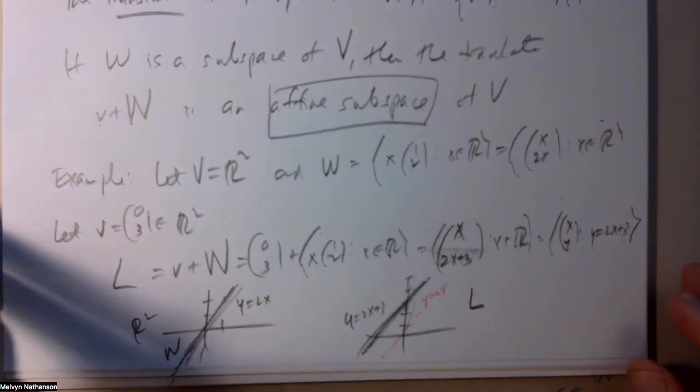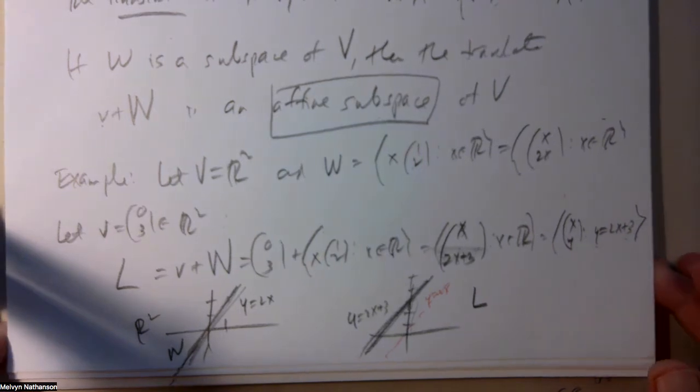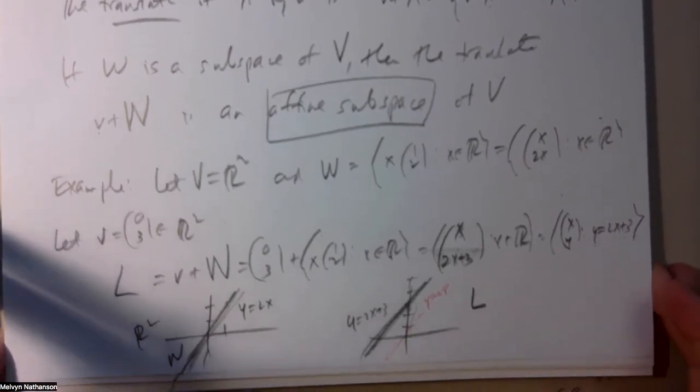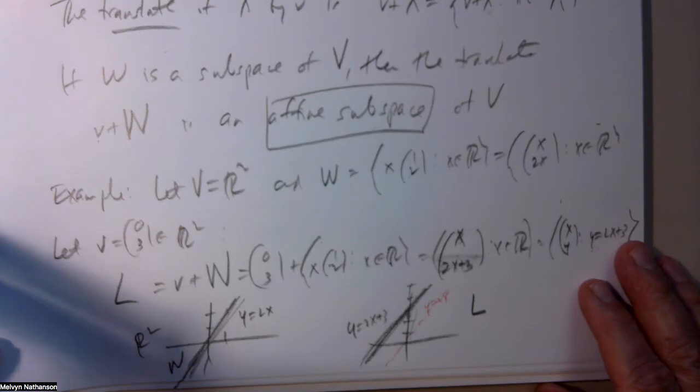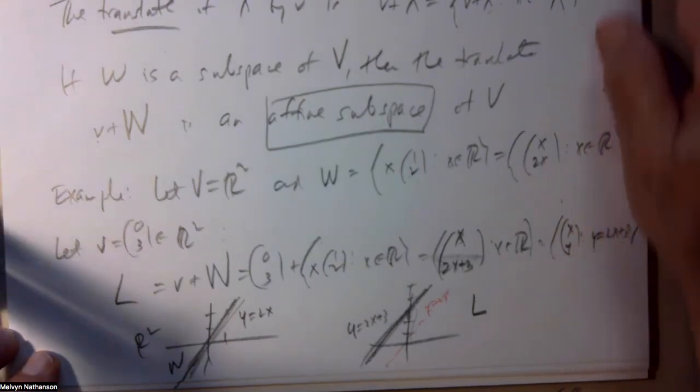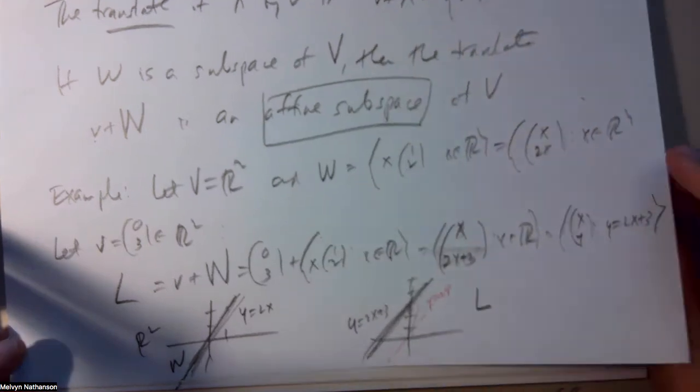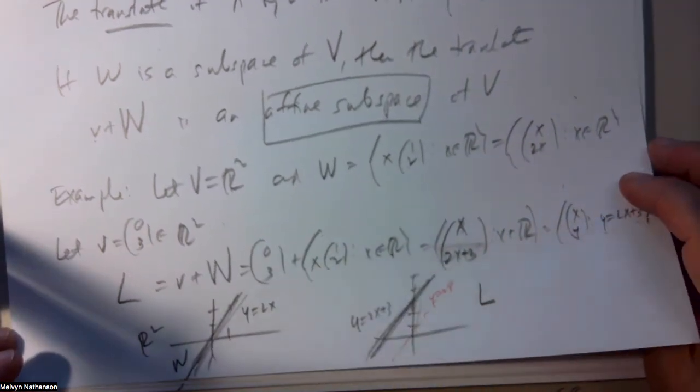And affine subspaces arise very naturally when we're studying inhomogeneous equations. When we study homogeneous equations, the solution is always a subspace. When we study inhomogeneous equations, the solution is not a subspace, but it is an affine subspace. So let's look at some examples.